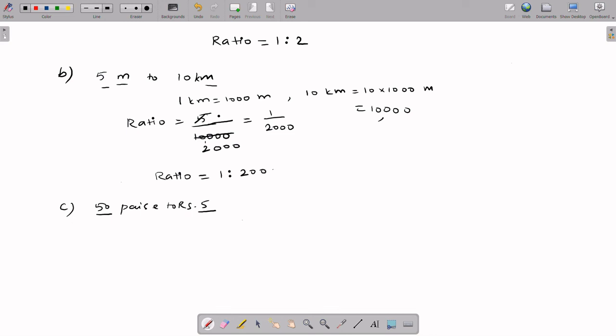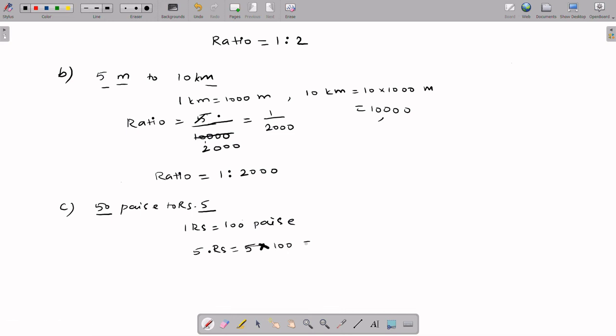Okay, and then here you have 50 paise to 5 rupees. In the same way, what is 1 rupee? 1 rupee is equal to 100 paise, isn't it? So what is 5 rupees? 5 rupees is equal to 5 into 100 paise.